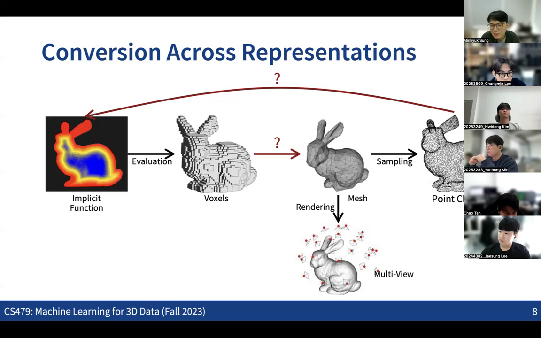So basically, we are seeing all the ways we do conversion from Gaussian splatting into the implicit function, and from the implicit function into the voxels, the mesh and the point cloud. And here the two missing things are how we are going to convert from the point cloud into the implicit function, and from the voxels into the mesh. So we are going to discuss those two ideas in the next couple of weeks.